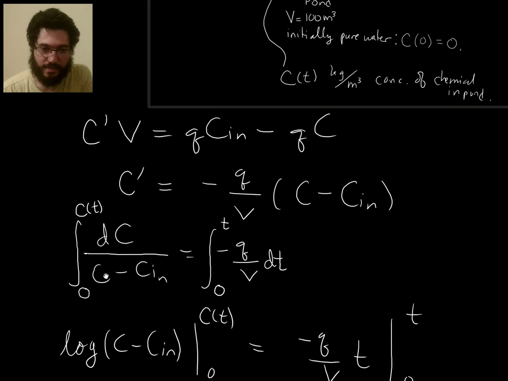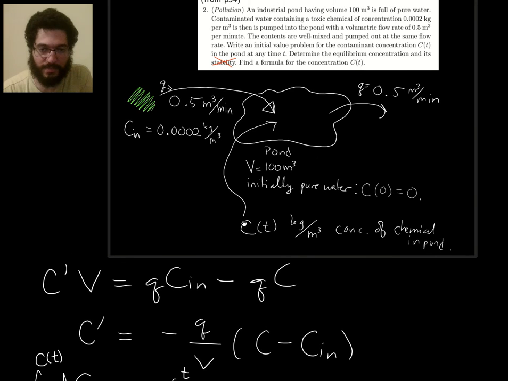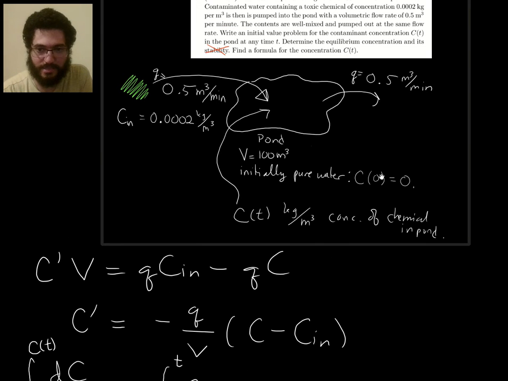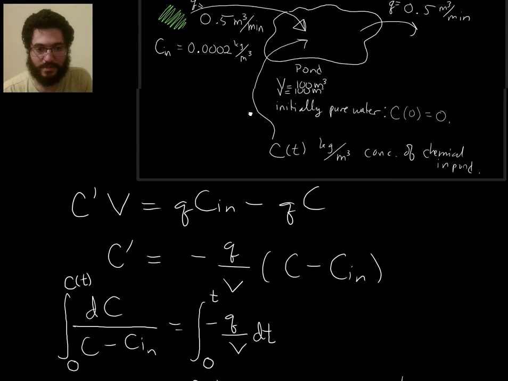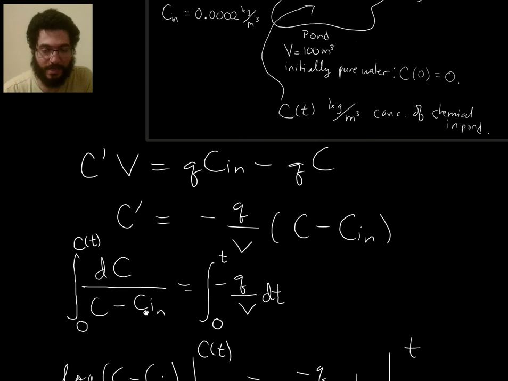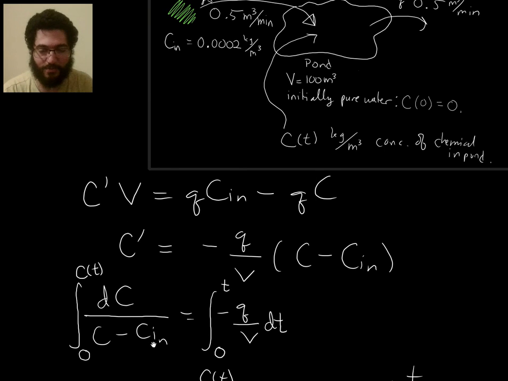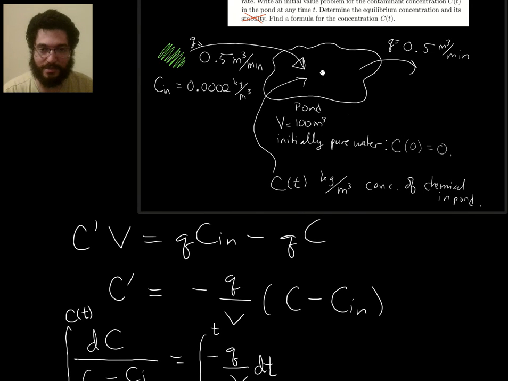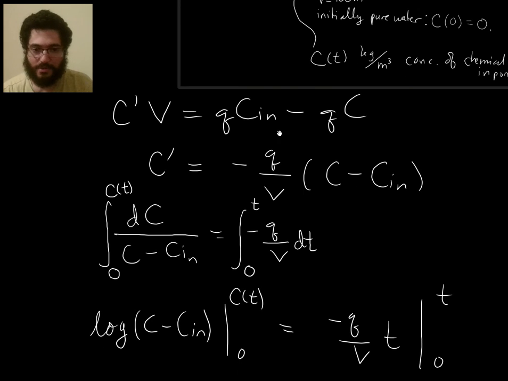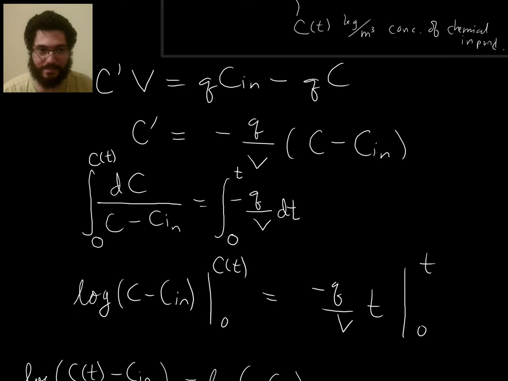The reason I say that c minus c in I expect to be negative is that the concentration in the lake starts out 0, and it's going to be 0 minus this thing. C minus c in is going to be 0 minus this positive number. So c minus c in starts out negative. At time 0, it's negative. And then it's going to become less and less negative as time goes on and the concentration in the lake increases. Okay, so I expect that c minus c in is going to be negative as time goes on.